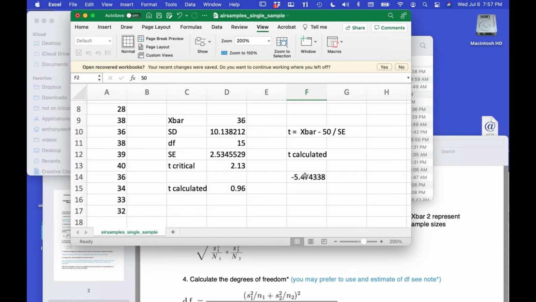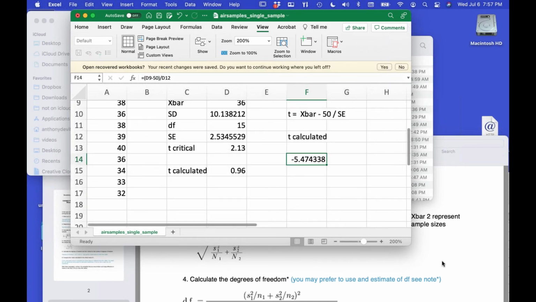Okay, so I could do this in SPSS as well, right? I could compare it to 50 just as we did before. I'm not going to do that right now. I'm going to move on to a second example of this.